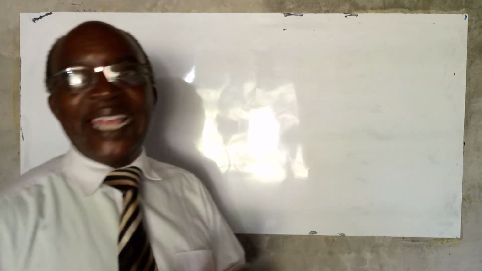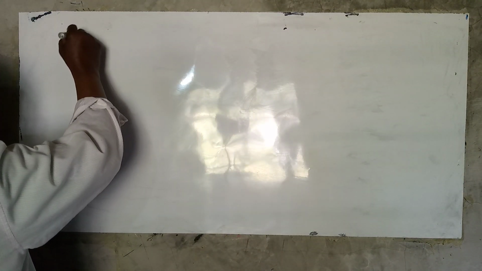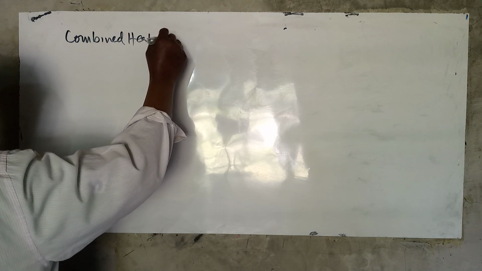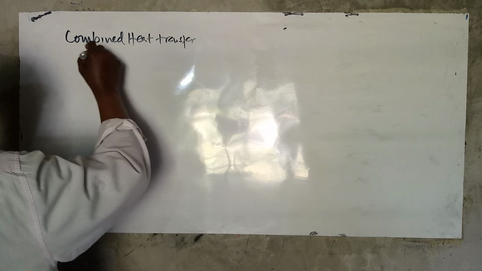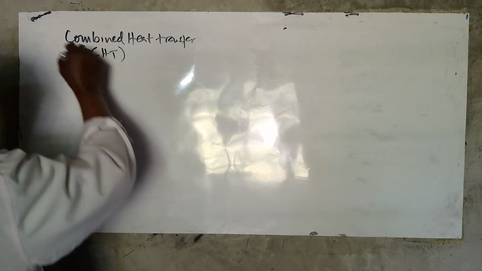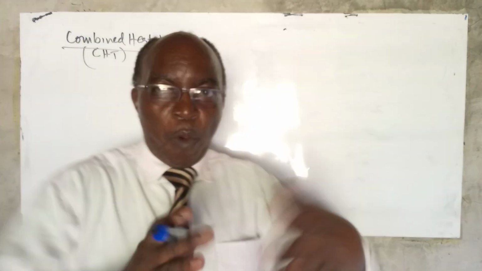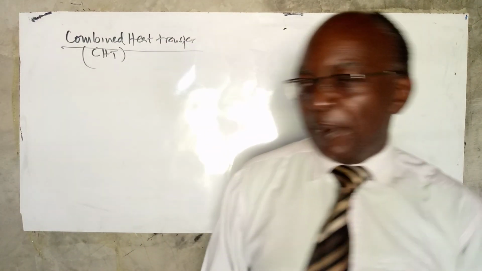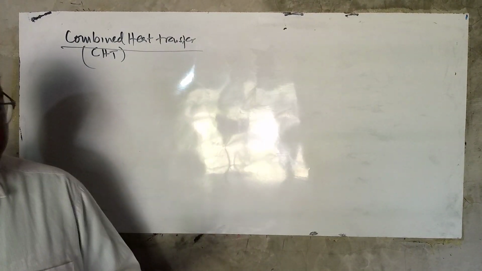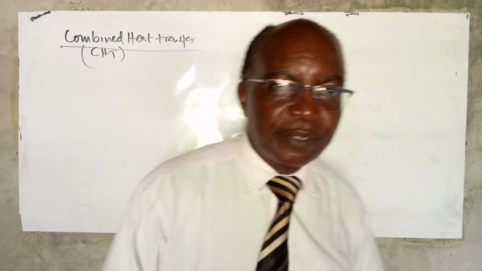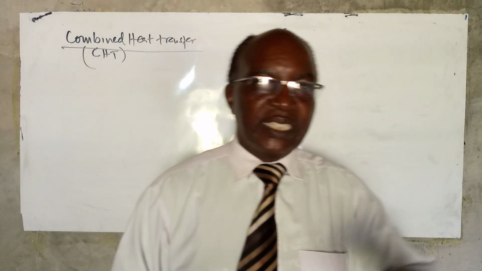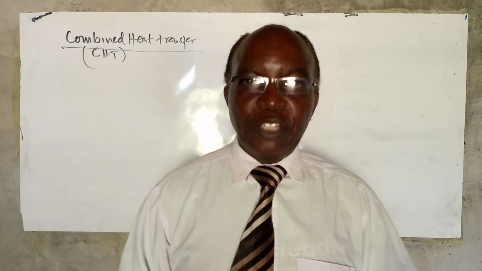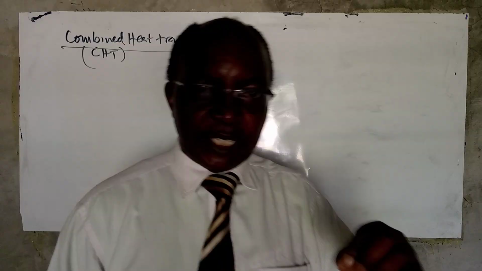Today we want to look at combined heat transfer processes. So what does that mean? When you talk about combination, it means that there are several components to something. So when you're talking about combined heat transfer, it means that in that particular heat transfer process, we could have a combination of the various individual processes taking place. It can be conduction, convection and radiation taking place simultaneously.